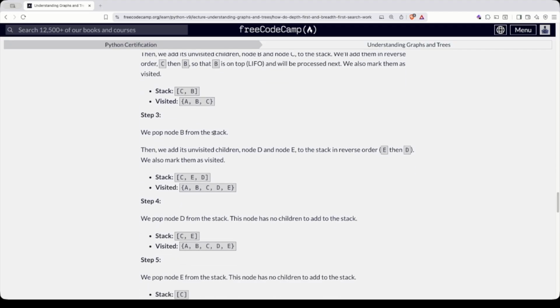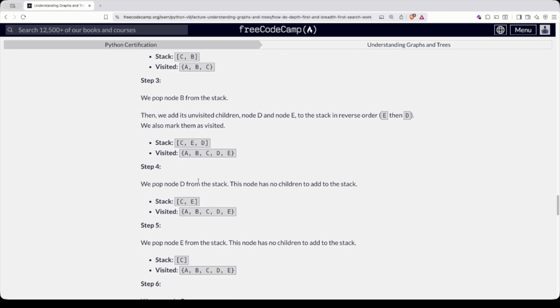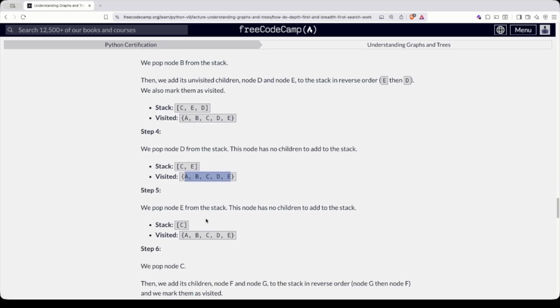We pop B from the stack. Then we add its unvisited children nodes, D and E, to the stack in reverse order, E then D. We also mark them as visited. We pop D from the stack. And this node has no children to add to the stack. So now we just have C and E. And we have visited A, B, C, D, and E.